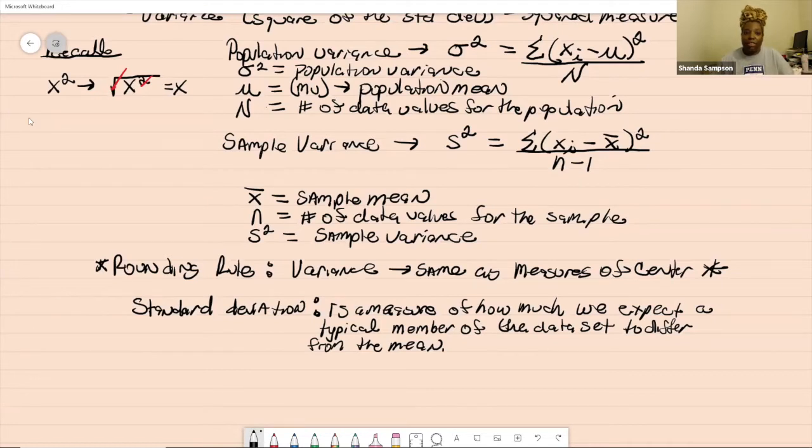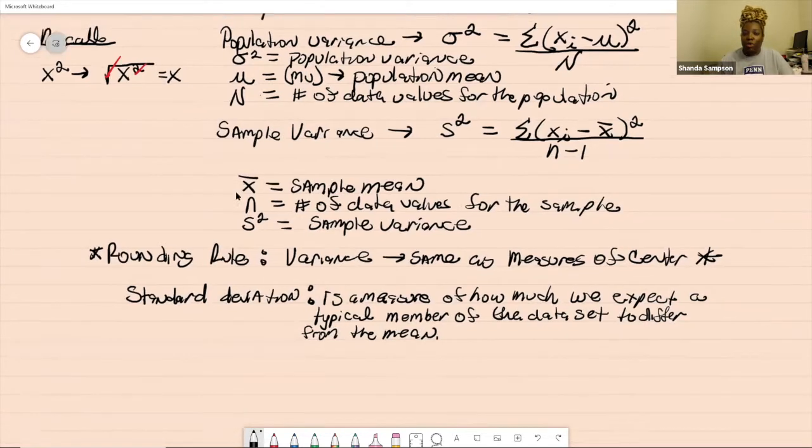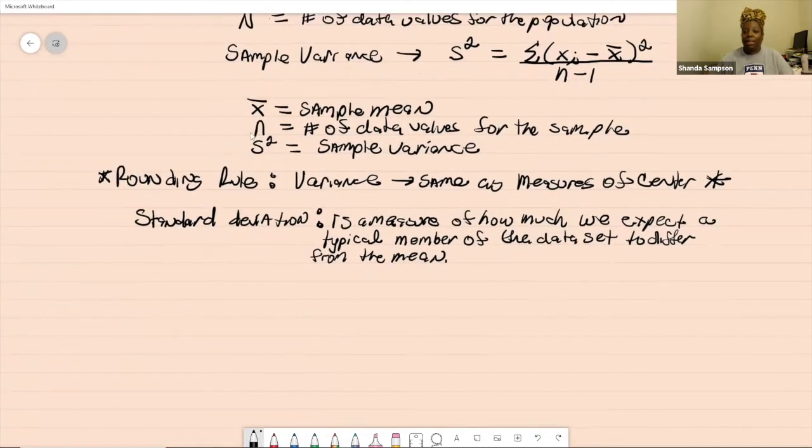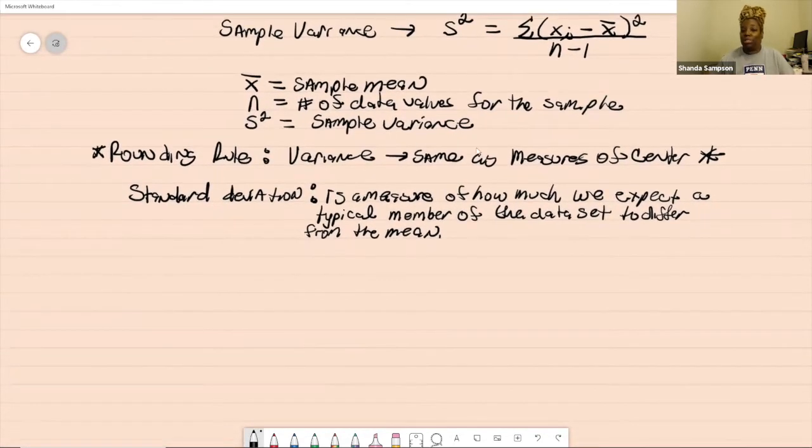The standard deviation is it in this class. If you don't understand standard deviation, then bye-bye to statistics, because we will be talking about standard deviation from here until the cows come home. So now we're going to talk about the formula.